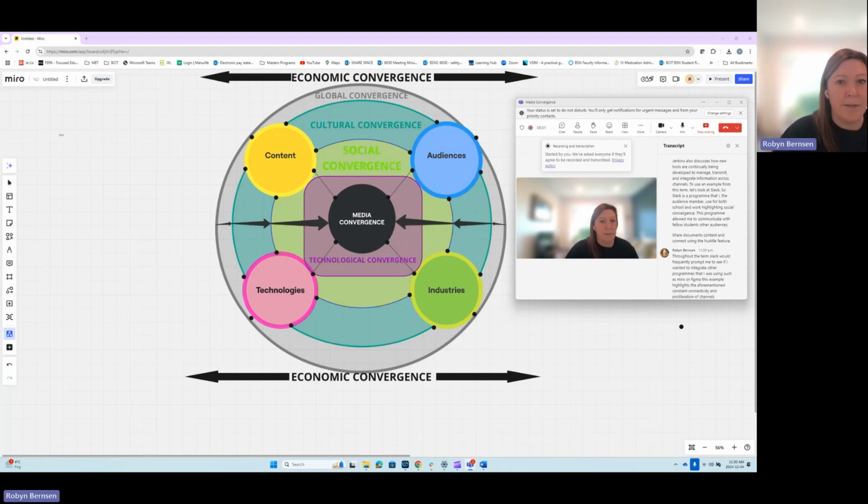So, in summary, this mind map illustrates the connection of an individual to the world as a whole through various forms of convergence, one in which we can communicate, collaborate, access information at any time and anywhere.